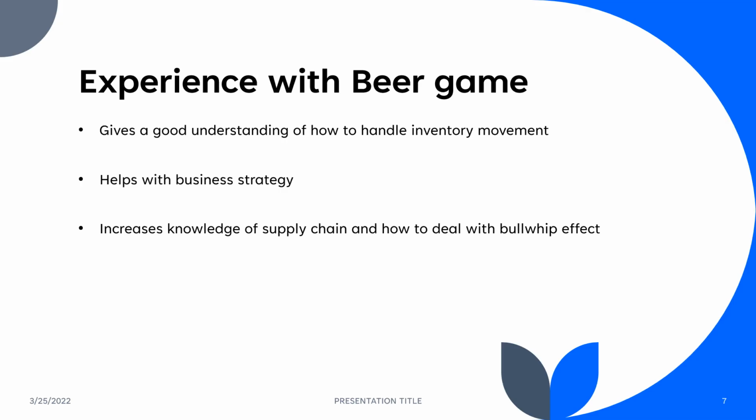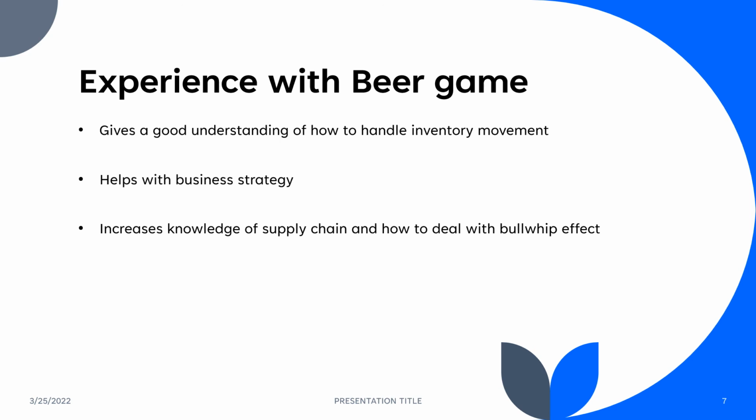And finally, experience with the beer game. It definitely gives a good understanding of how to handle inventory movement. So seeing how, if we have more backlog, we will definitely lose money and increase our cost. If we have more stock inventory, then we will also increase our cost. So it definitely gives us a good understanding of that. It helps us with business strategy. So it lets us see that, oh yeah, if I put this much, I will get this much. If I give this much, I will get this much. And it definitely gives us a better understanding of how costs work.